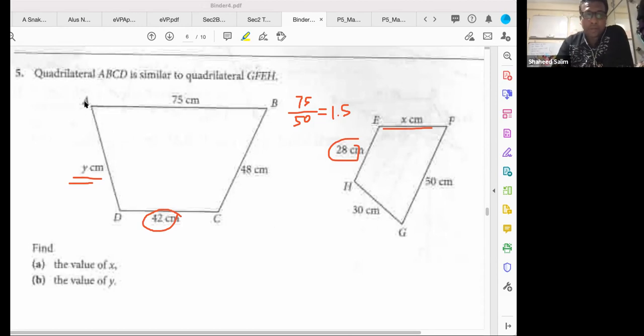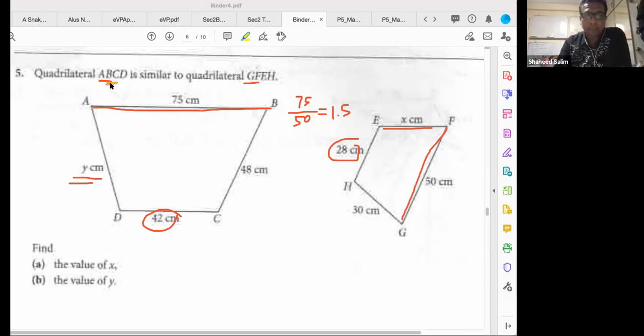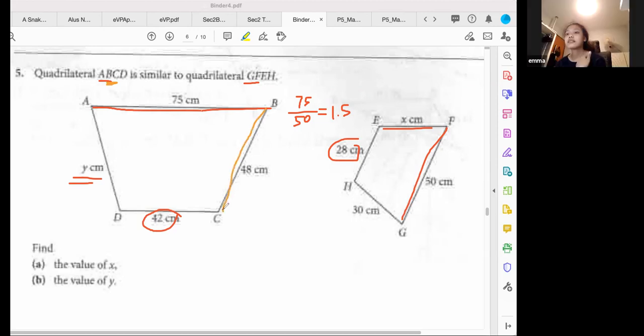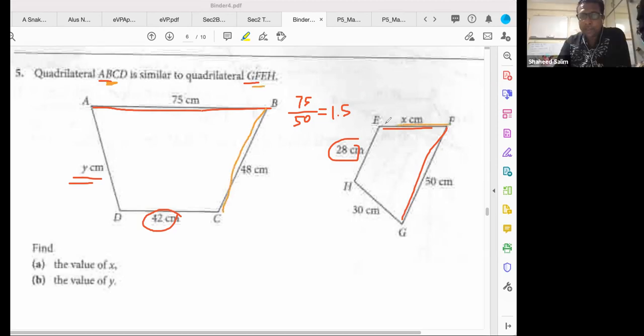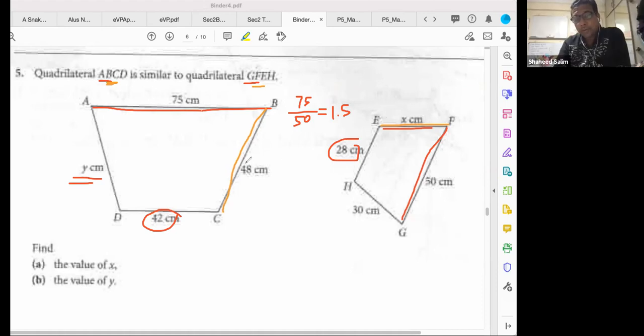We do it this way. Emma, watch. AB, this is AB, is similar to GF. GF, I use another color now, orange. Then the next one, BC, is similar to FE. FE. Can you see how I do? So you know these two are related. If it's going to go to the smaller one, you use 1.5, but just divide.